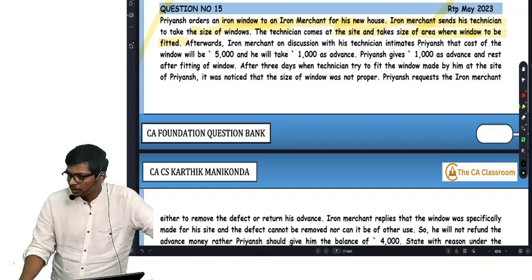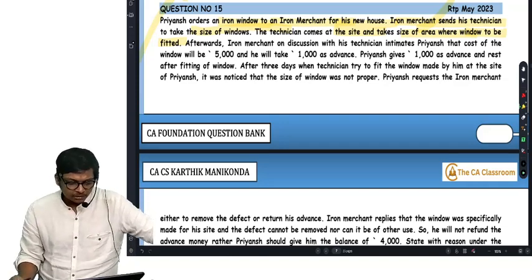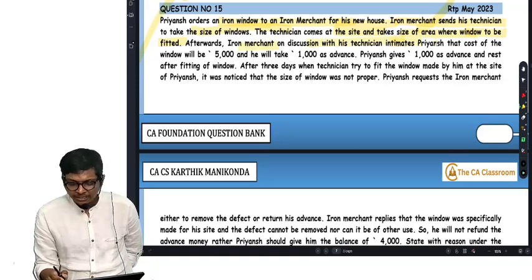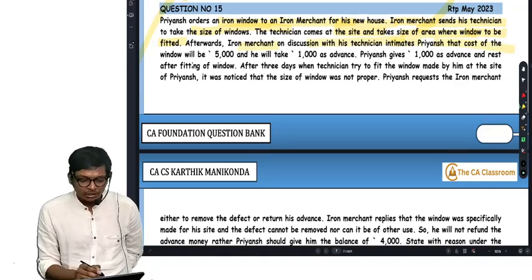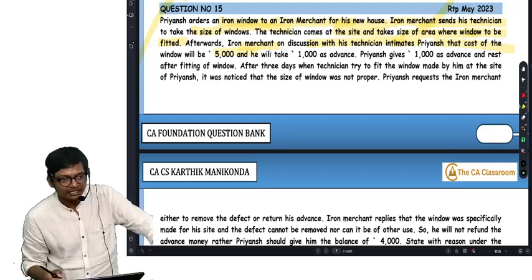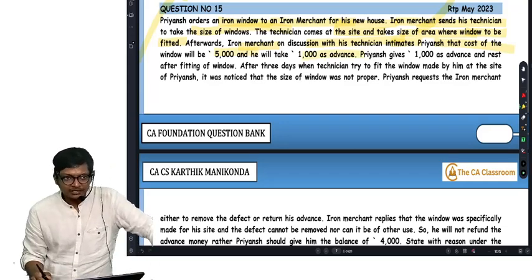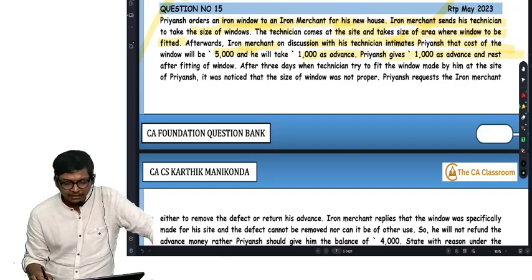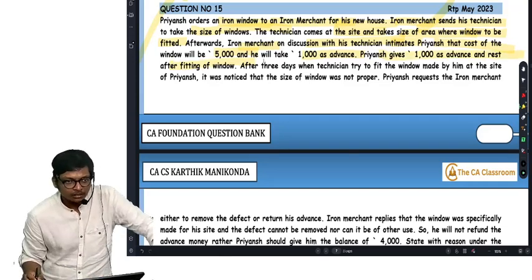Okay, fine. He has taken the assent. Afterwards, the iron merchant, on discussion with the technician, intimates Priyansh that the cost of the window will be 5,000 and he will take 1,000 as advance. Priyansh, okay, வீட்டுக்கு window வேணும், இந்தாங்க 1,000 rupees as advance he has given, and the rest after fitting the window.